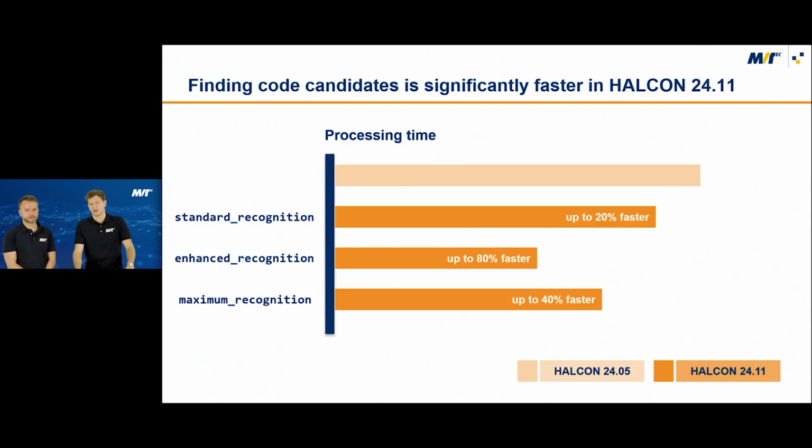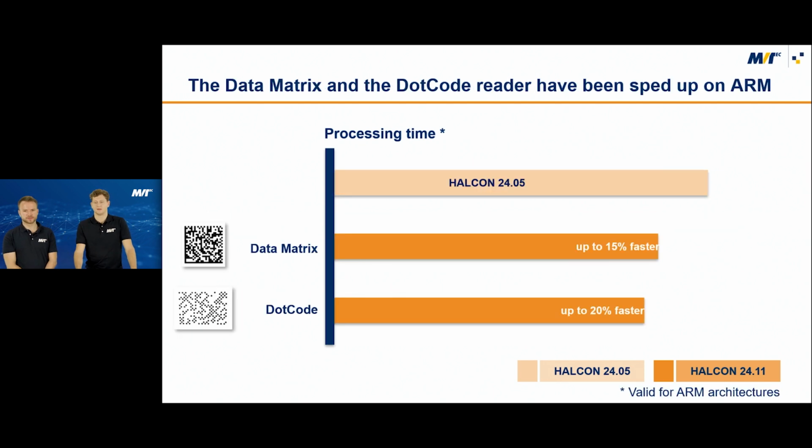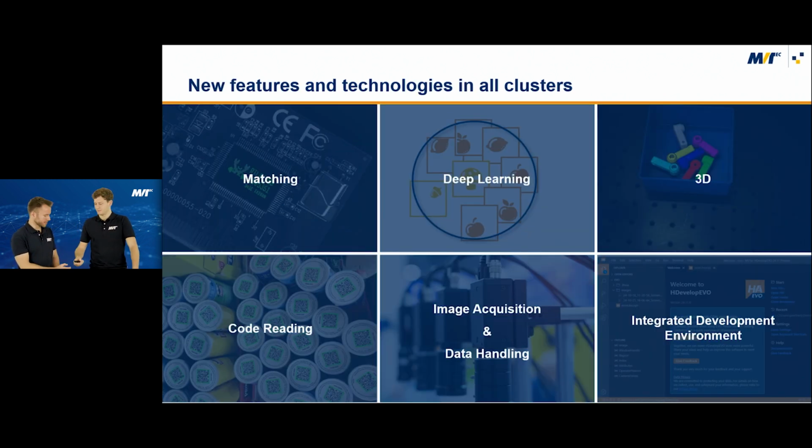We conducted a benchmark here with these QR code improvements, and the results show that reading QR codes is significantly faster in HALCON 2411. But not only the QR code reader received a speed up. With HALCON 2411, also the Data Matrix and dot code reader have been sped up on ARM architectures. Yes, that's right. What's next? So code reading is faster and more precise now with HALCON 2411.